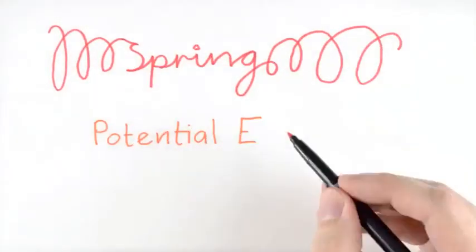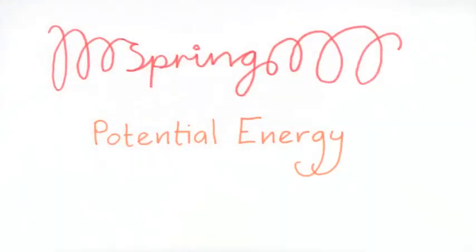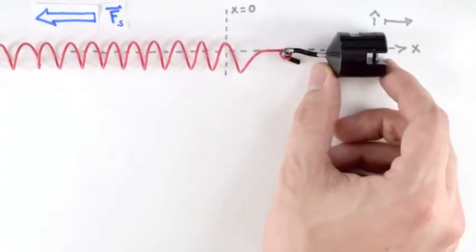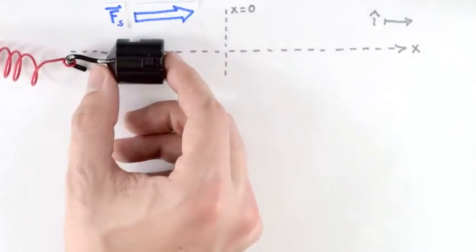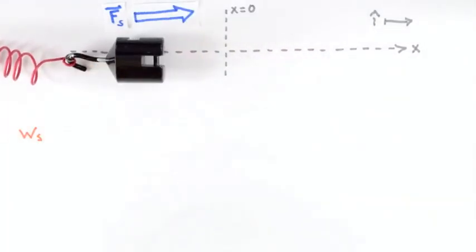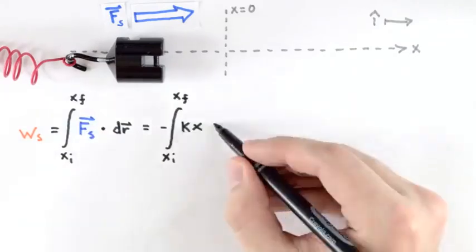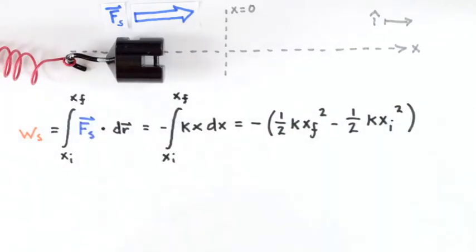Let's consider one more case where the concept of potential energy is often used when applying the energy principle. A potential energy we associate with the force exerted by a spring. Recall that we discussed earlier how to compute the work done by the spring force on an object. We obtained this result.